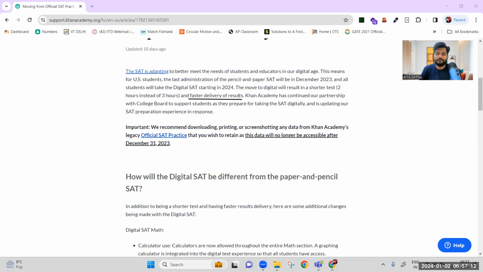The results will be faster. Why? Because it's appearing on the computer screen. So now, they will be taking care of the faster calculations and all. So you will be getting the results within a week instead of waiting for 3 weeks. Okay. So yeah, that's better.